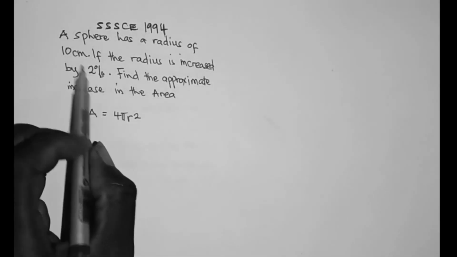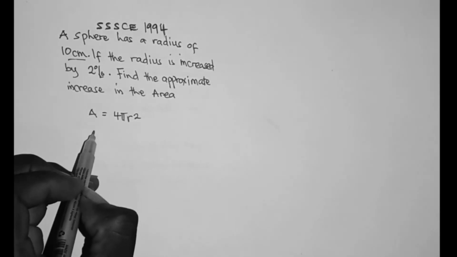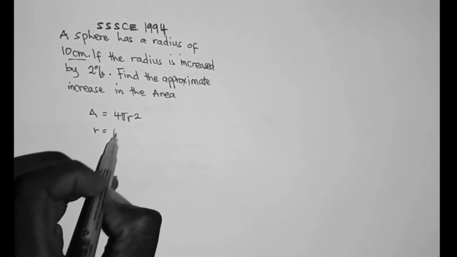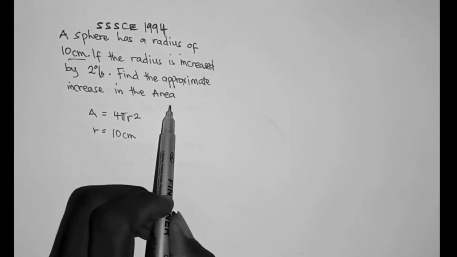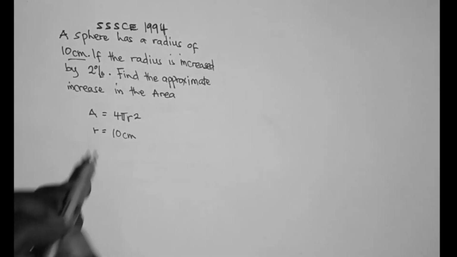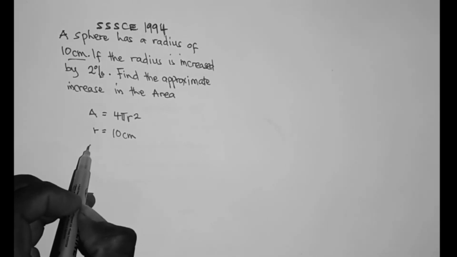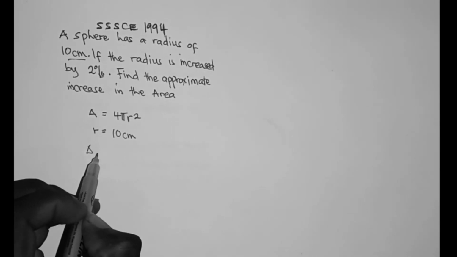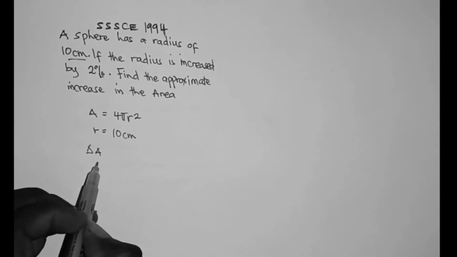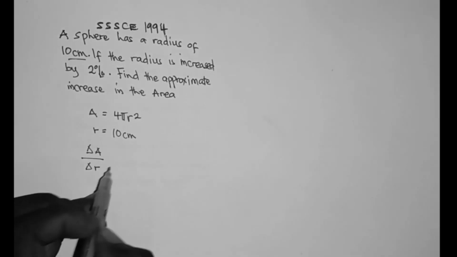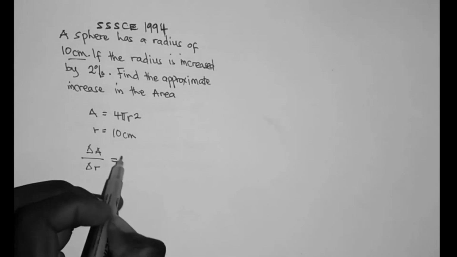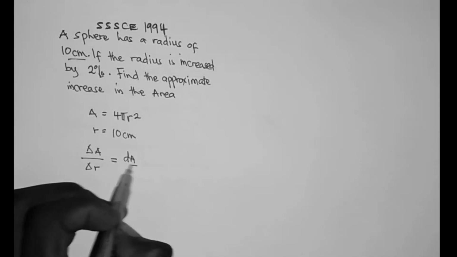But now, we're given the radius. The radius is equal to 10 centimeters. So we are supposed to find the approximate increase in area. So we know that the increase in area, delta A, with reference to the increase in radius, delta R, approaches dA/dR.